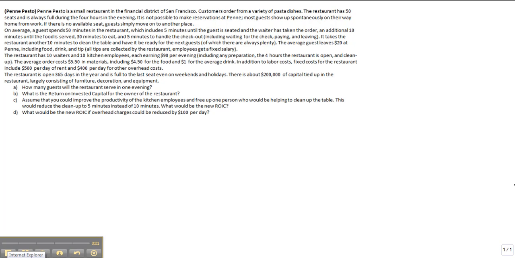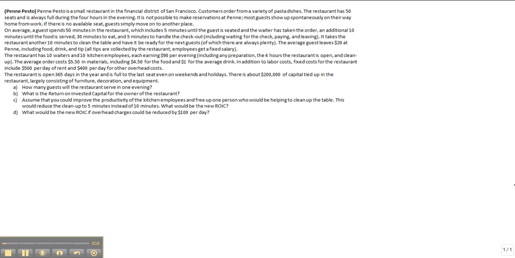To determine how many guests will be in the restaurant, we must first determine how long it takes the restaurant to turn over each seat. Each customer dines for 50 minutes, and then it takes the restaurant another 10 minutes to clean and prep the tables for the new customers. Therefore, each seat is occupied for a total of 60 minutes, or 1 hour.